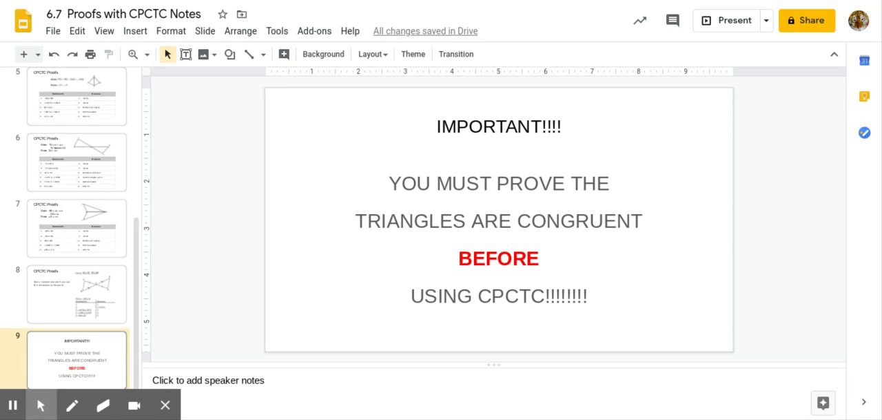Remember, always, always, always, you must prove the triangles are congruent before you can use CPCTC. I should never see CPCTC written as a reason without, in a previous step, seeing that the triangles were congruent by one of the congruence postulates.